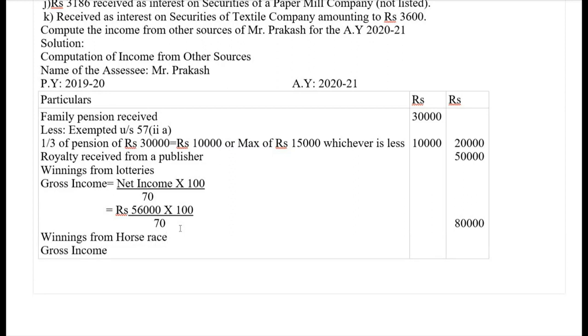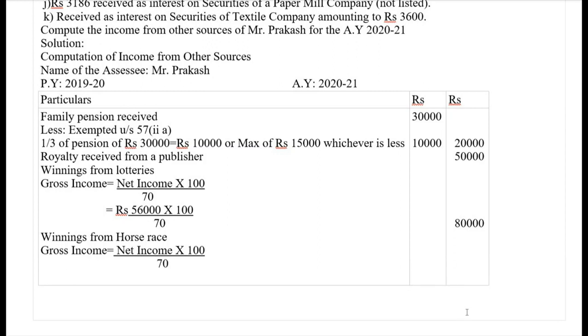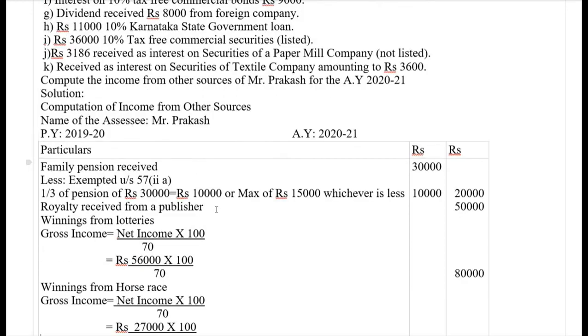Then the next one, winnings from horse race. Gross income equals net income multiplied by 100, divided by 100 minus 30, as the rate of TDS on all casual incomes is 30% only, so we arrive here at 70. Then let us substitute the values in this formula. It is given as rupees 27,000, multiplied by 100. So let us divide this by 70. Sorry, it is 27.